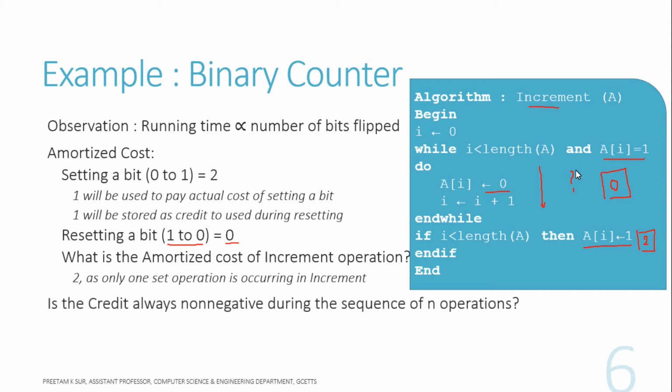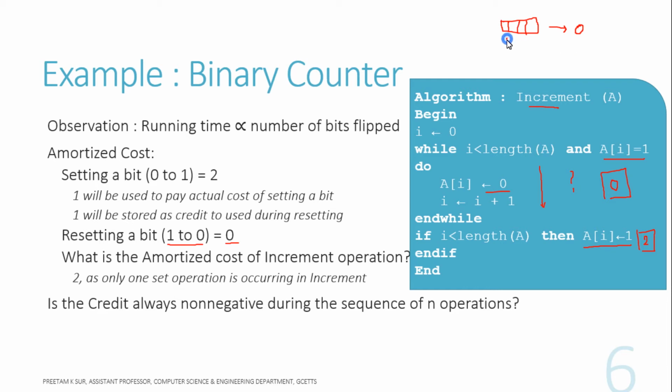Now again the question comes: is the assignment of this cost valid? So you have to consider again whether the credit is always non-negative during the sequence of n operations. So if you try to understand what the credit will be, initially, suppose for 3 bits, let us consider only 3 or 4 bits, initially we will have all the bits as 0, so initially we have 0 cost. So this is non-negative.